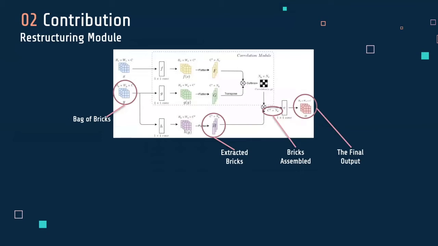After transformation, the 3D tensor is flattened into a 2D matrix H. Each column represents an image patch in the original image. This step is similar to extracting bricks from the bag. After that, the 2D matrix H is multiplied with the correlation matrix.